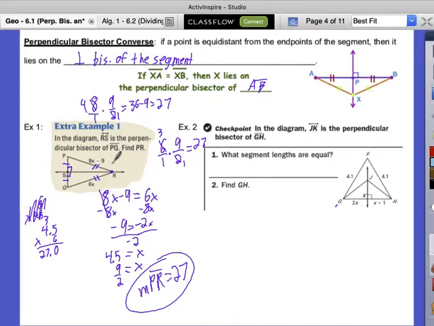Okay. In the diagram, line JK is the perpendicular bisector of segment GH. I'm always a huge fan of labeling pictures. What can we label on here? What do you think? Give me one thing we can label.